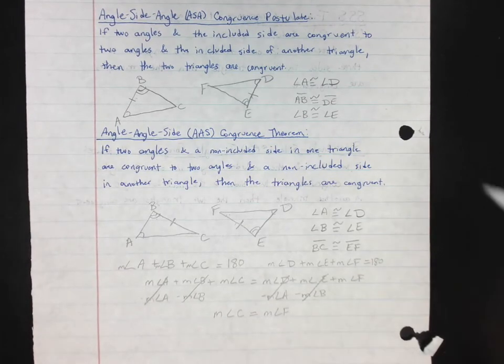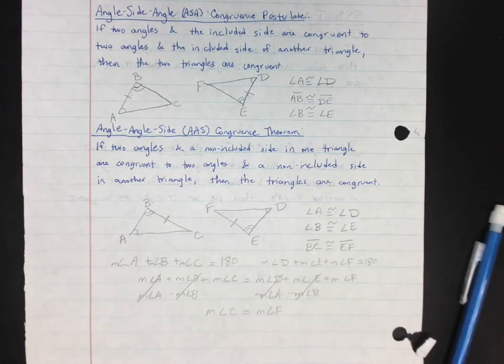So be careful with ASA and AAS. They're variations of one another, but very, very similar. Just as useful as the side, side, side, and side, angle, side that we learned about in the last lesson.